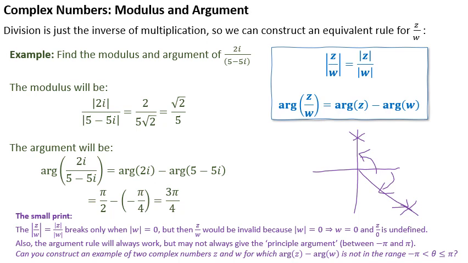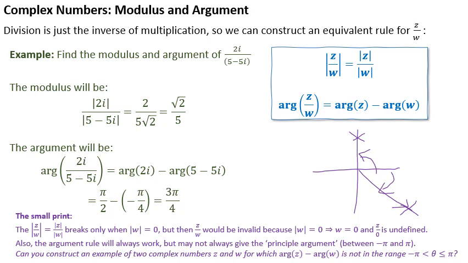Just a couple of things to be aware of. The division rule will only break when division breaks. So you can't find the modulus of z over w if z over w doesn't exist. And the only time mod z over mod w breaks is if mod w is 0. That only happens when w is 0 because it's the only complex number with a size of 0.